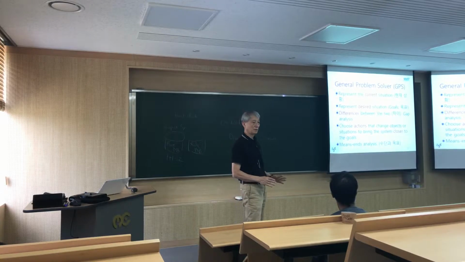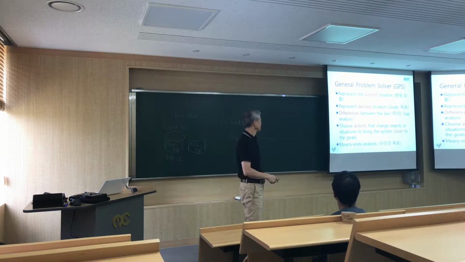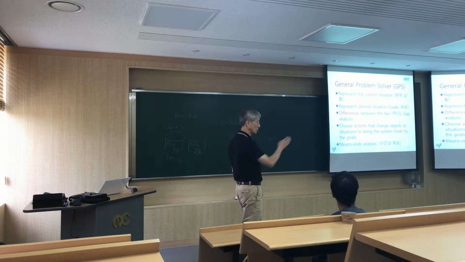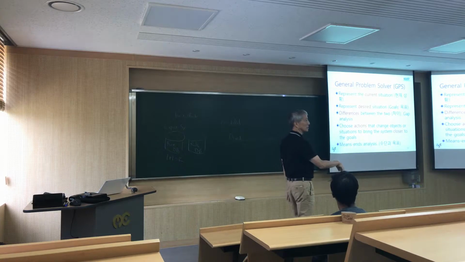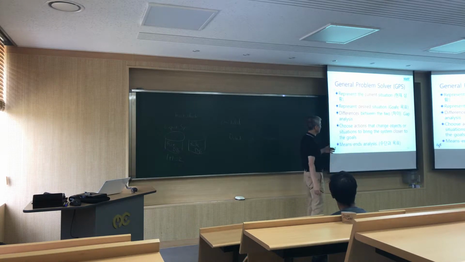Right? I'm here in Daejeon. The goal state should be in Busan by the end of this day. Right? There is a big difference, in distance and time. And choose an action that changes the object or situation or status to bring the system closer to the goal. So I should go outside first, downstairs, take a taxi, go to the station. Right? There are so many steps. So, actions I can take. Right? And we call this a general problem solver.